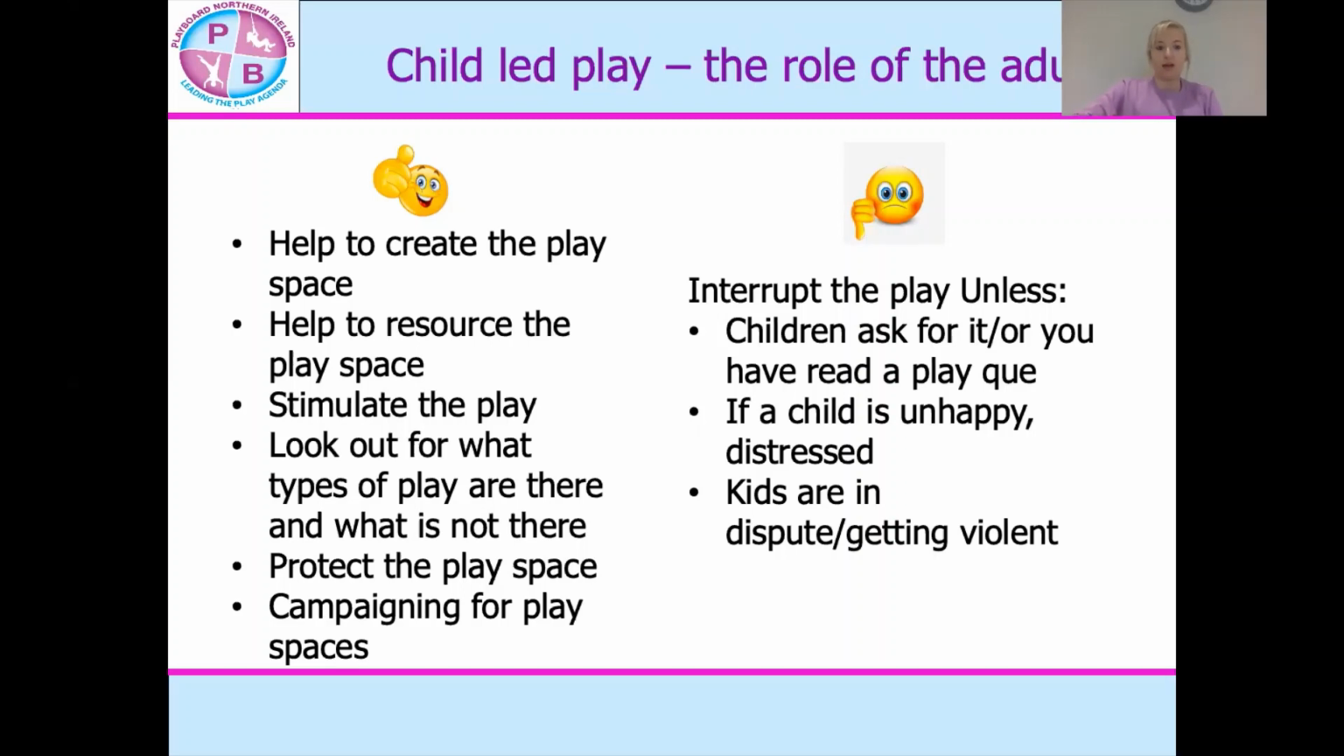So it could be a suggestion box on how they want their setting to look. Again, how they want you to resource their play space. It's your job to resource it, but it would be great if the children could be involved, if you asked them a little bit about what they wanted. And in our toolkit, there's lots of different activities and ways that show you how you can encourage that participation.